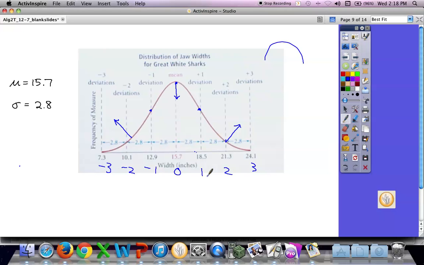The shape is the same. It does not change at all, whether you've got it labeled like that or like that. The shape is exactly the same. The area under the curve is exactly the same. Okay, I think that's good.